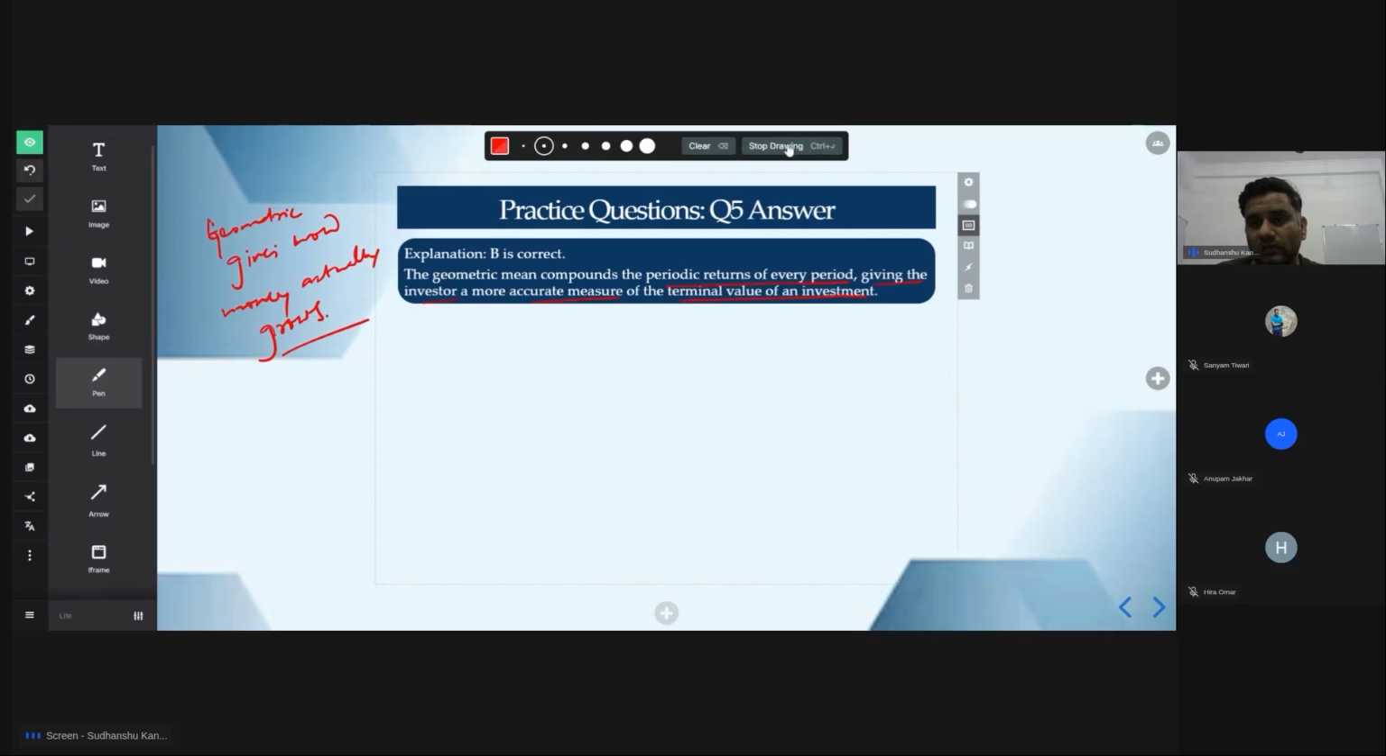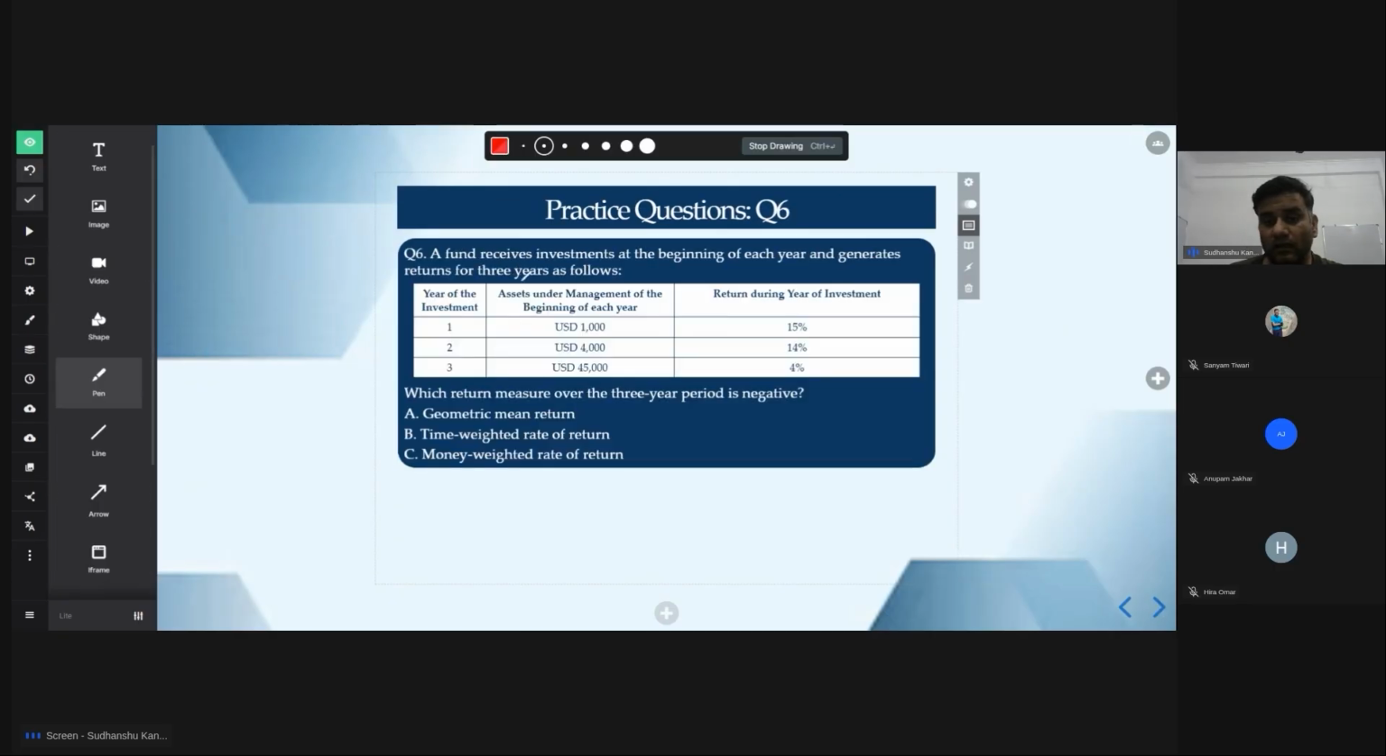So this is done. Now let's go to the questions, guys. In questions, a fund receives investment at the beginning of each year and generates return for 3 years as follows. They get USD 1,000, 4,000, 45,000, right? Big money coming in the last year. 15%, 14%, 4%. Which return measure over the 3 year period is negative?